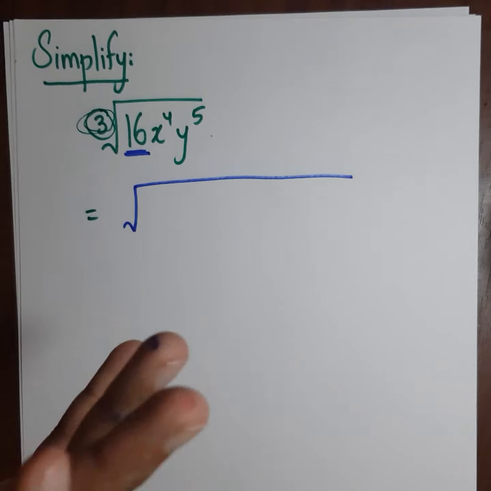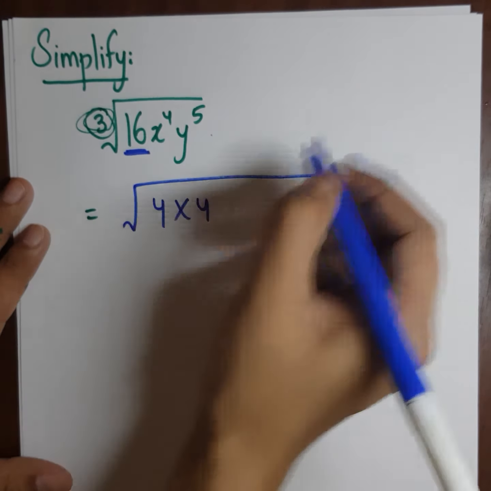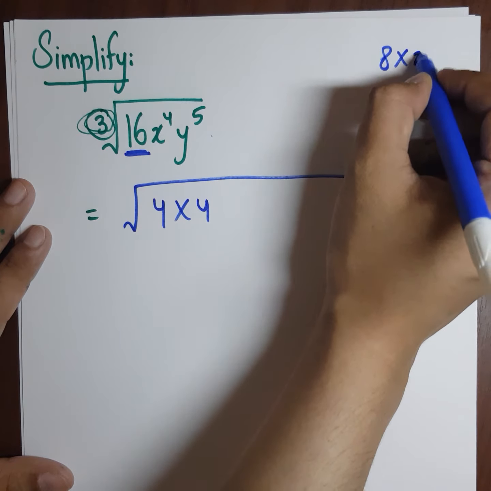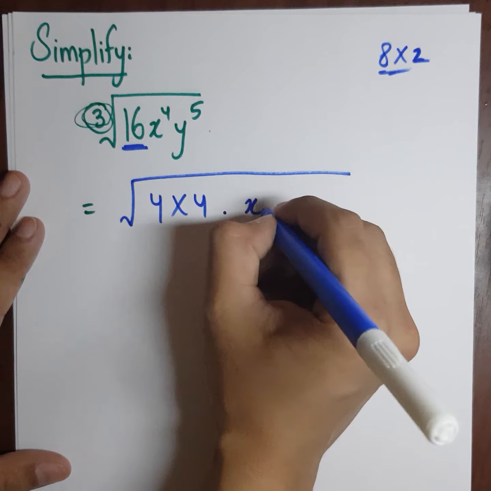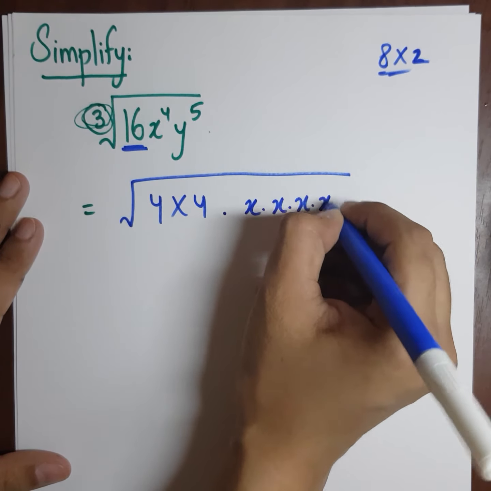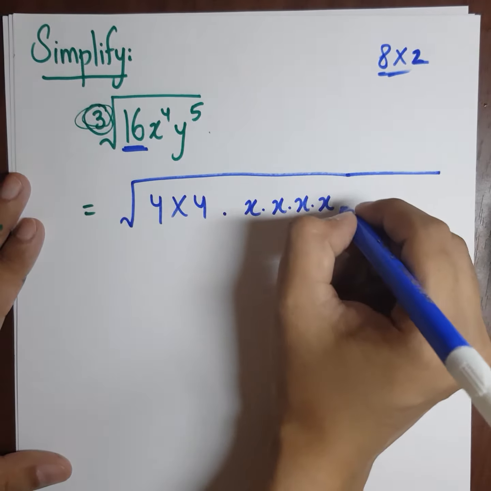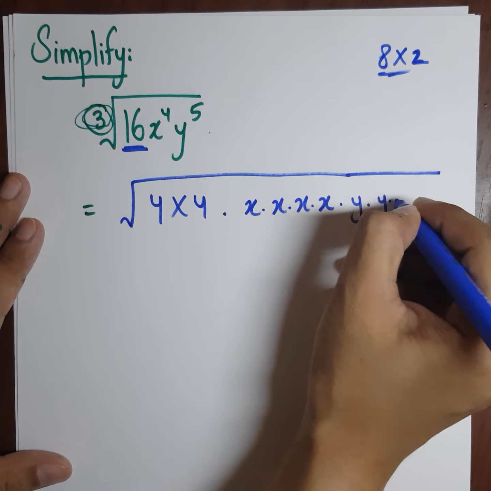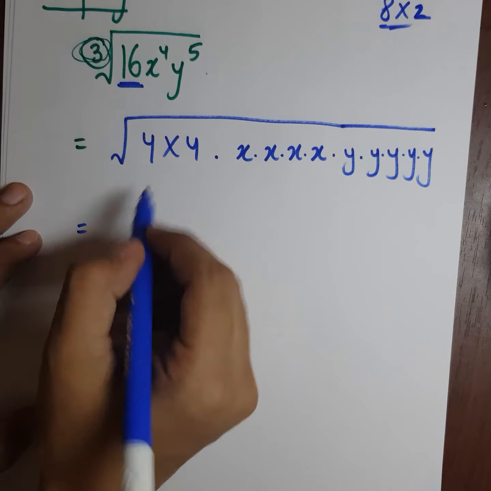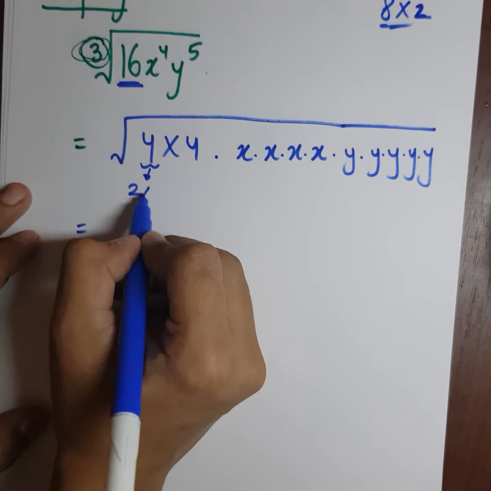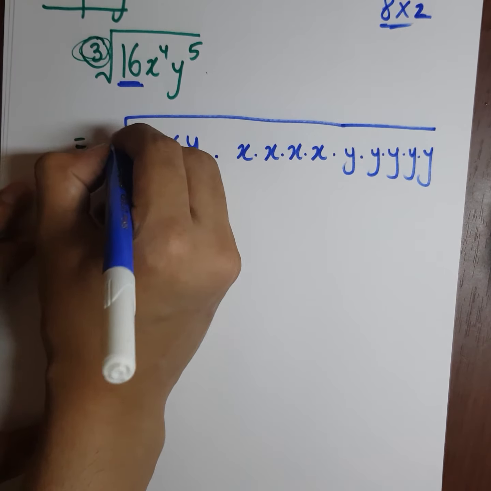The easiest way to simplify 16 is, for example, 4 into 4. You can also write 8 into 2. It's up to you. Okay, so 4 into 4, and then you have x and x and x and x. You have 4x, so I just wrote them as 4x. And then you have y, y, y, y, and y. Now what you can do, this 4 you can write as 2 into 2, and this one also you can write as 2 into 2. There's the 3.